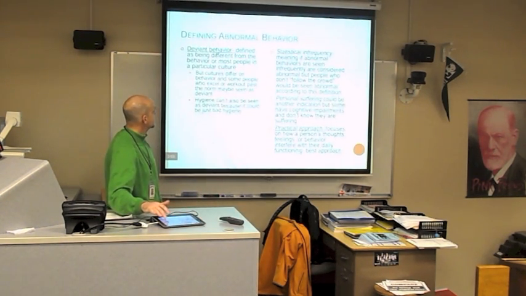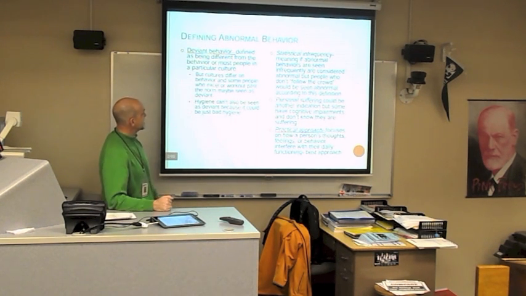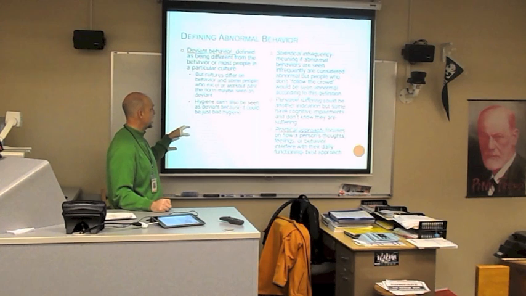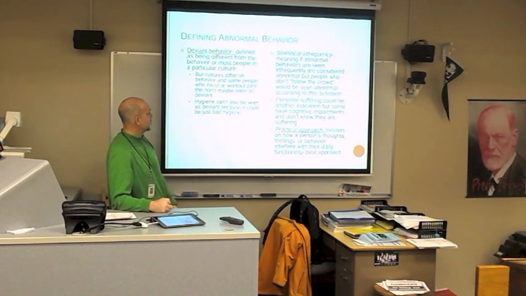Now, in terms of deviant behavior, it's defined as being different from the behavior of most people in a particular culture. The problem with using deviant behavior as an indication of abnormal psychology is cultures often differ in behavior. For example, some people who excel or work out past the norm may be seen as deviant. So for some people that are obsessed, if they use that word, with working out, someone who works out 4 or 5 hours a day compared to somebody who works out 1 hour a day, some people might look at that person as being odd or obsessive.